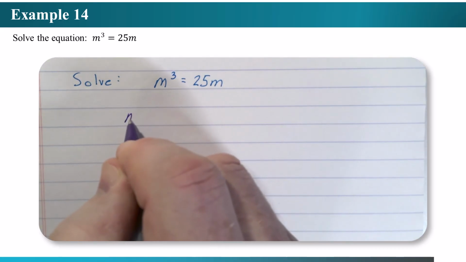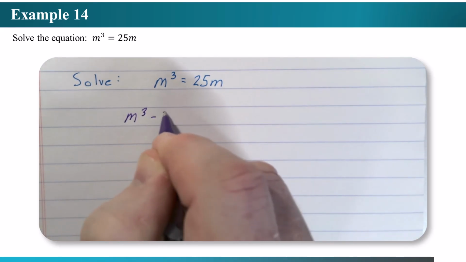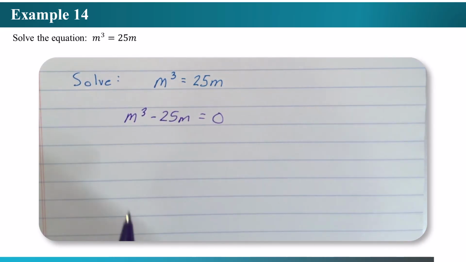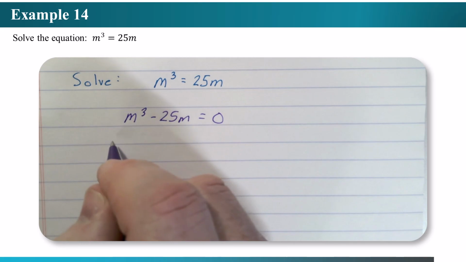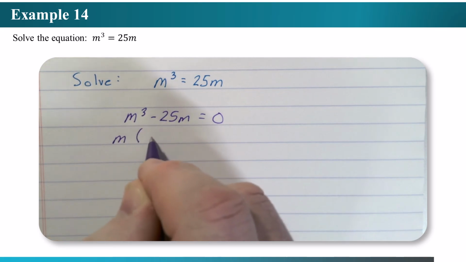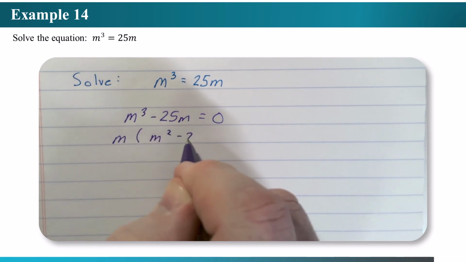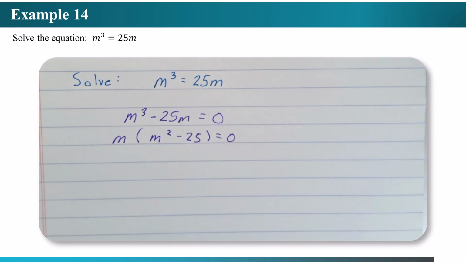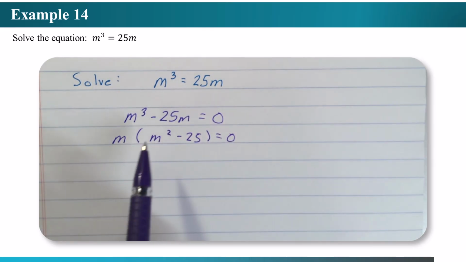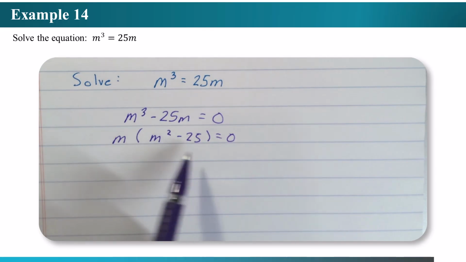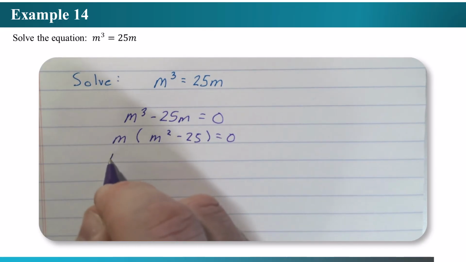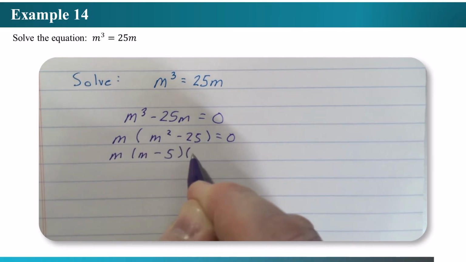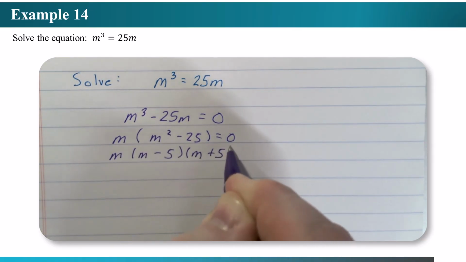So I'm going to rewrite this as m cubed minus 25m equals 0. Well, one thing that I notice is that now we can factor that m out, and I get m squared minus 25 equals 0, and all that's multiplied by the m out here in front. Well, m squared minus 25, hey, that's a difference of squares. So let's rewrite that as m minus 5 times m plus 5 equals 0.